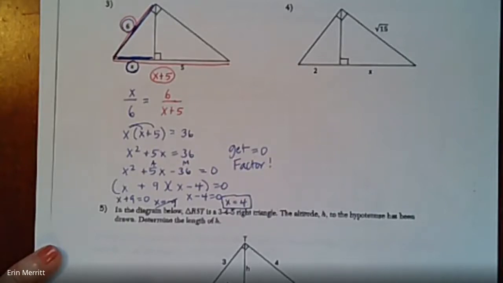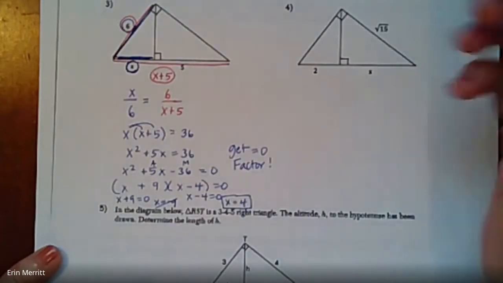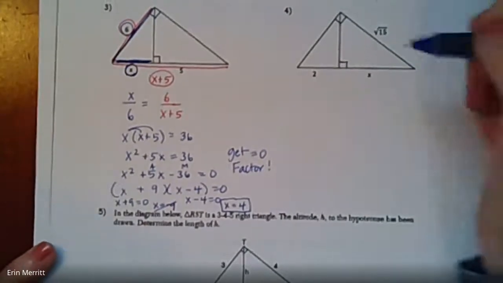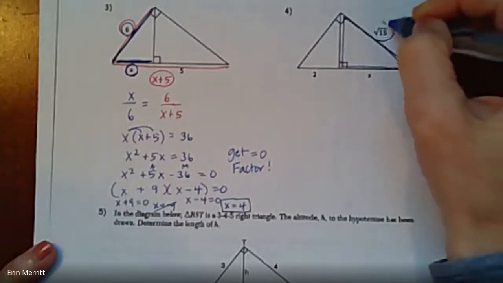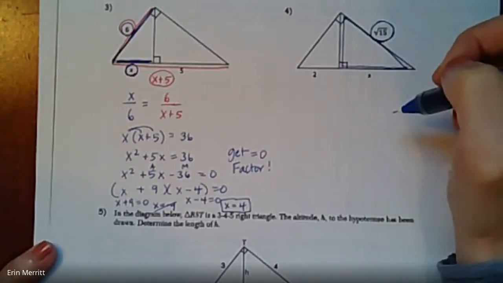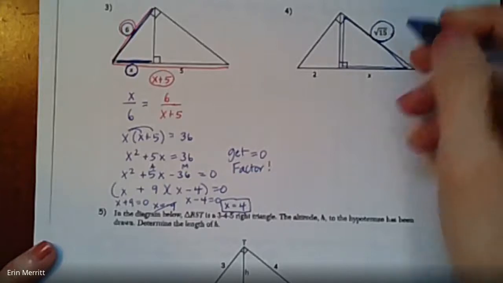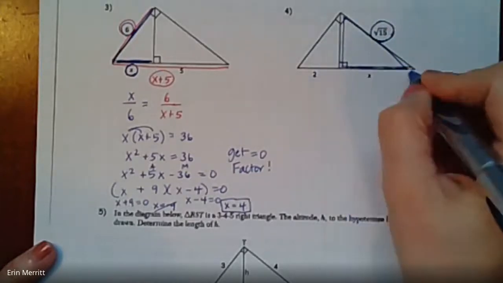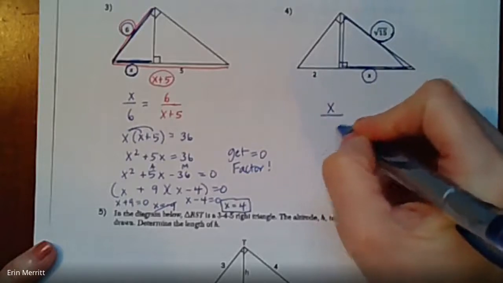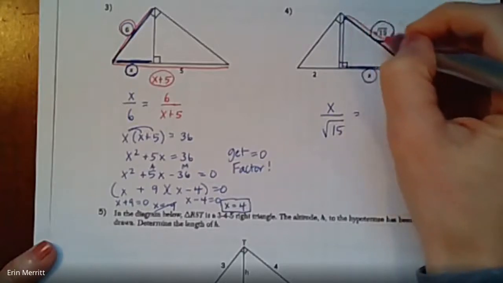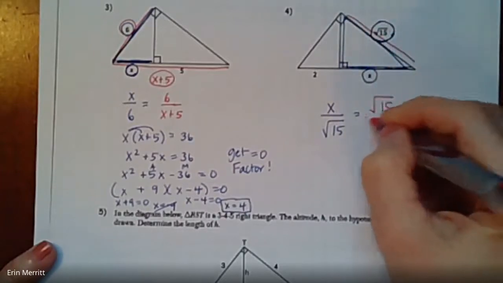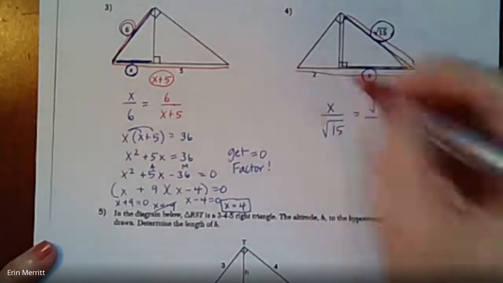For number 4, see if you can set it up. Maybe even pause the video and see if you can figure out what goes where. When you're ready, now we can try it. So if this triangle is the one I want to look at because this is the leg that's got the label on it, then I need to use the piece that's adjacent to that. So I'm going to use the x down here. So it's going to be x is to radical 15 as radical 15 is to this whole length down here.